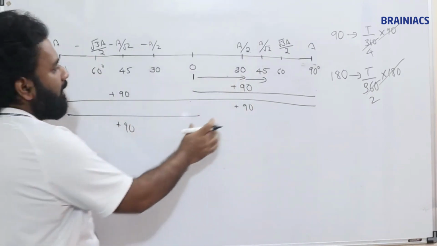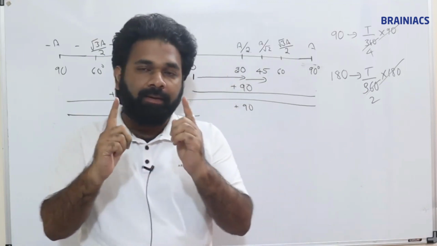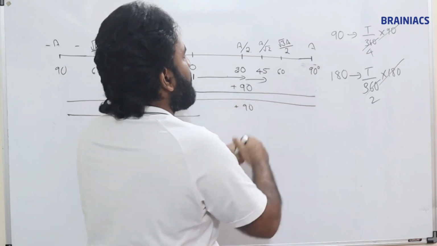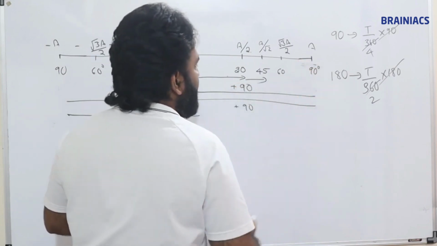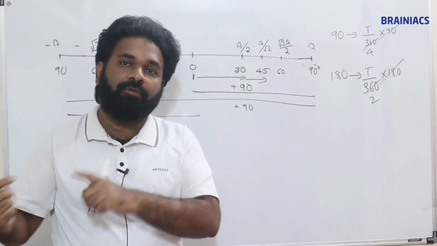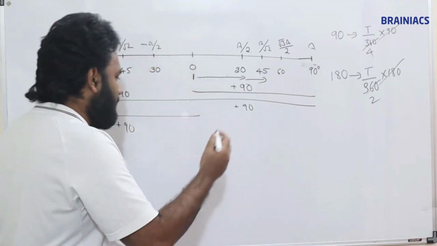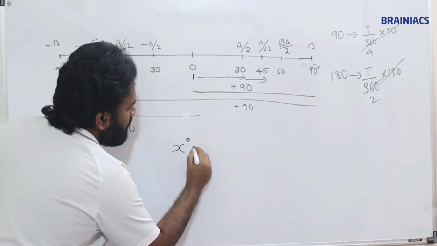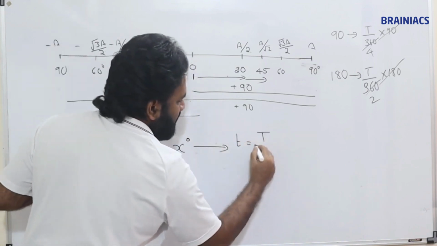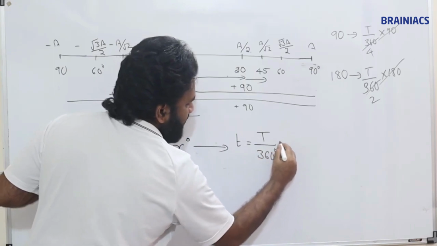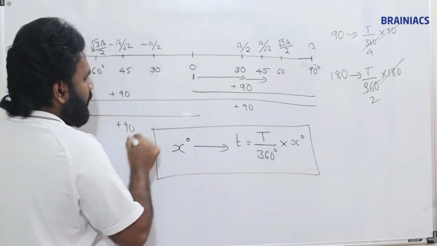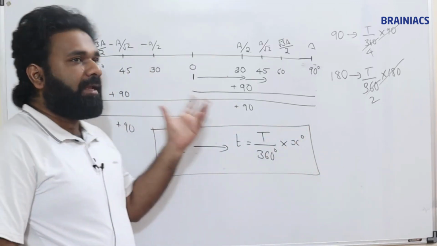Suppose the angle gap is 30 to 45, or 45 degree to 60 degree, or 60 to 90, or 30 to 60, which is 60 degree. Likewise, however much the angle gap is for which we need to find the time, let it be x degree. So the time taken for x degree is nothing but T by 360 into x degree.